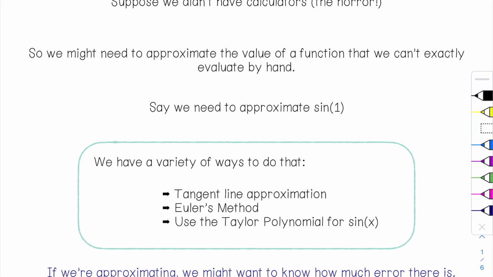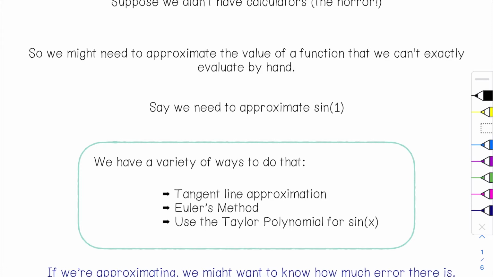So suppose we didn't have calculators, the horror, right? And say you wanted to know the value of a function that you can't easily evaluate by hand, like sine, right? We can only really evaluate the sine function at our unit circle values. And other than that, we don't know exact answers, off the top of our heads at least. So we might need to approximate it.